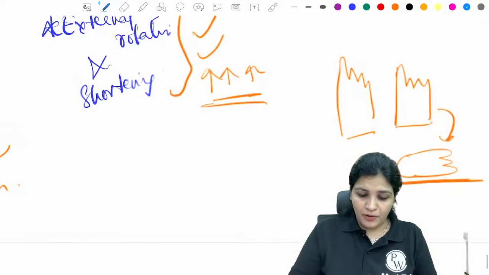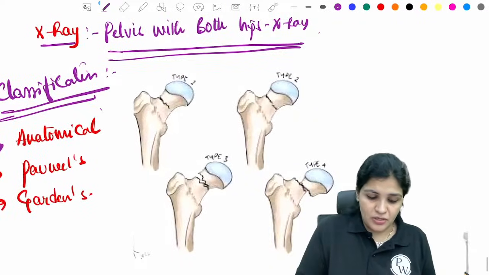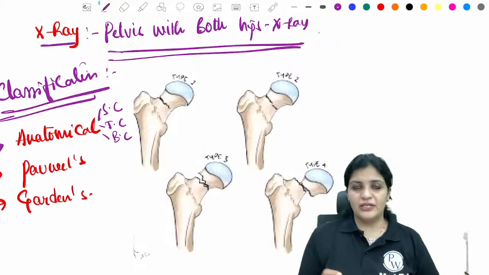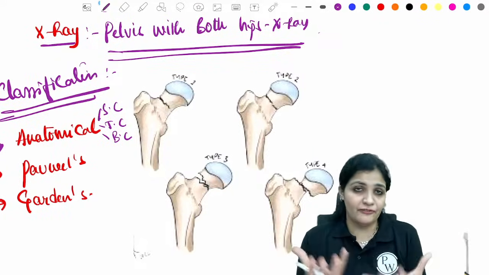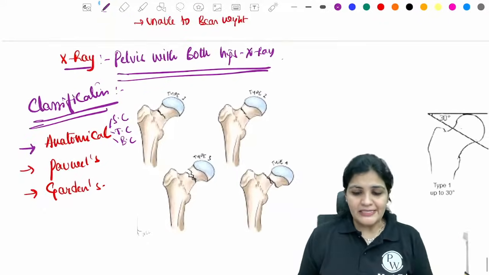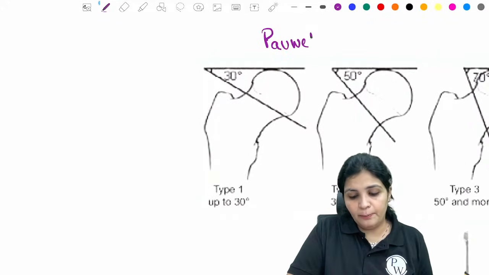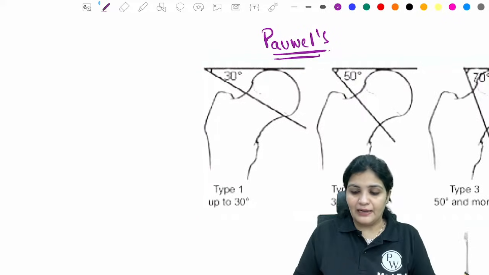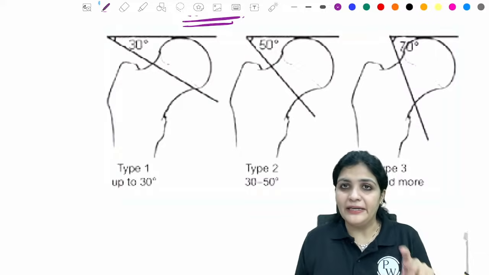So there are three important anatomical classifications: subcapital, transcervical, and basicervical. These are the three fractures, usually not very significant for us. The next classification is called Powell's classification. This is also not very important, but why has this classification come up? Because it tells us whether the fracture will heal properly or not.